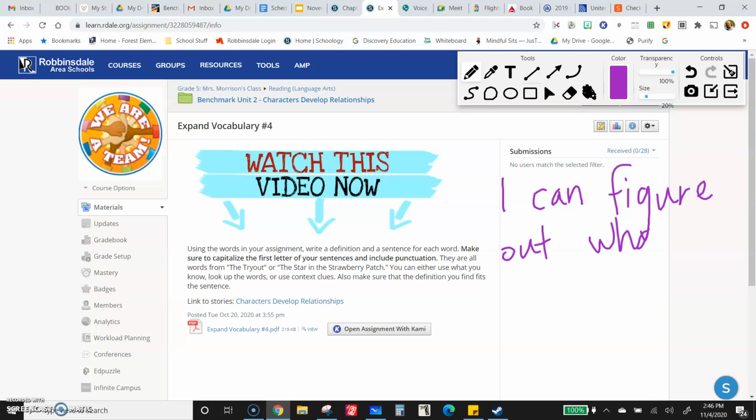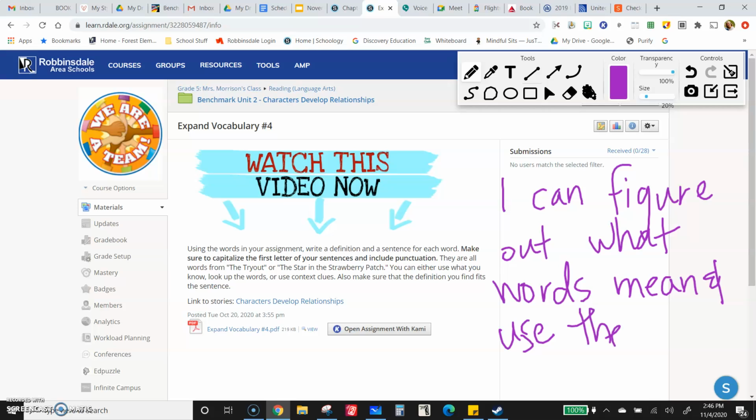them in a sentence. It's really your, what's it called? Your I can statement, what you're trying to be able to do. Okay. I'm totally blanking on use them in a sentence.